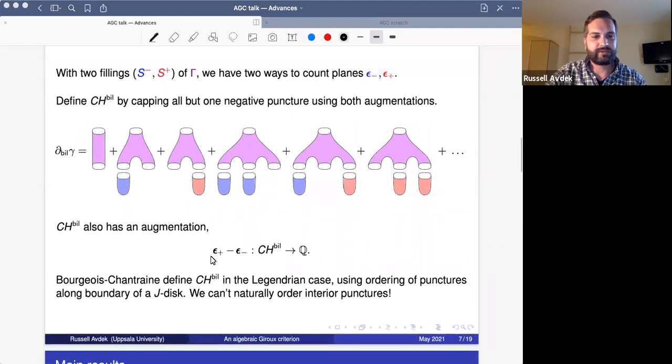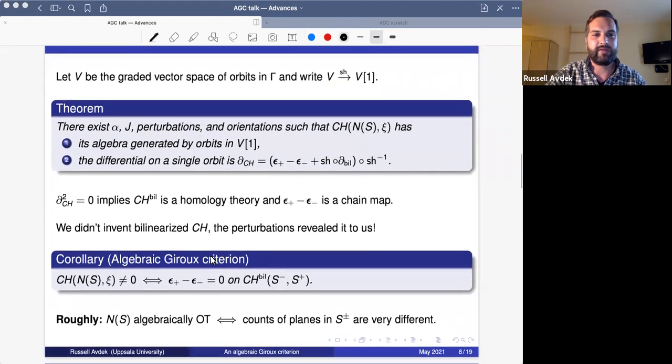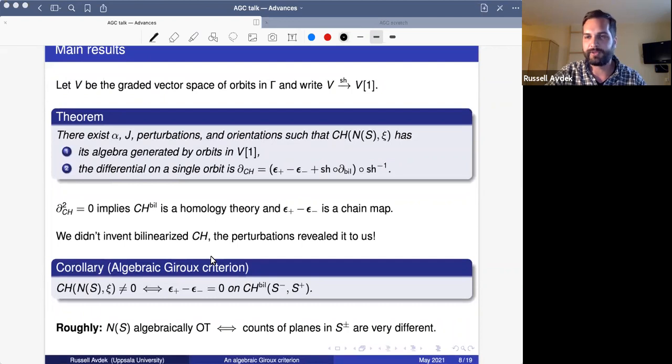And so now that we have this, we're ready for our main results. So I'll write V for my vector space of orbits in gamma, which is my dividing set. And I can shift the grading up and down if I want using this thing I'll call sh. And the main theorem is that there exist contact forms, almost complex structures, virtual perturbations, and orientations such that the contact homology of our neighborhood of our convex hypersurface can be computed as follows.